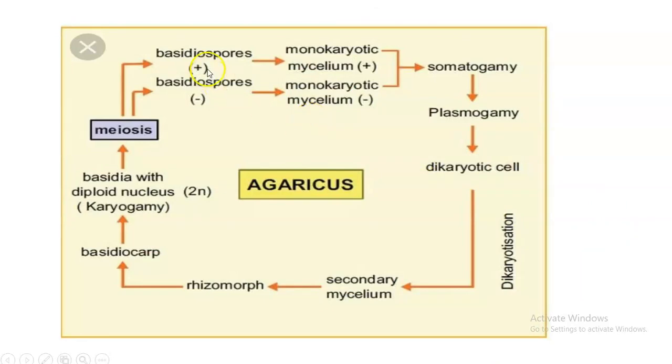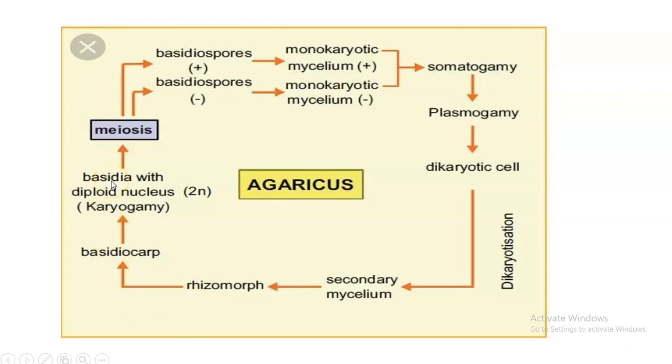You can just see that there were two types of spores, then two types of mycelium, then somatogamy, that means fusion of this mycelium, then plasmogamy, fusion of the cells of this particular mycelium. Then it formed a dikaryotic stage, then the dikaryotic cell underwent mitosis. So every cell in the mycelium became dikaryotic, so that will be forming the secondary mycelium. Then what is rhizomorph? Rhizomorph is the pinhead-like structure that is formed. Then that will be differentiating into basidiocarp.